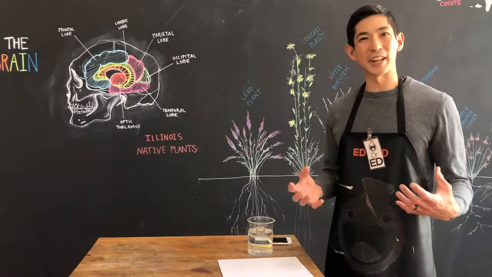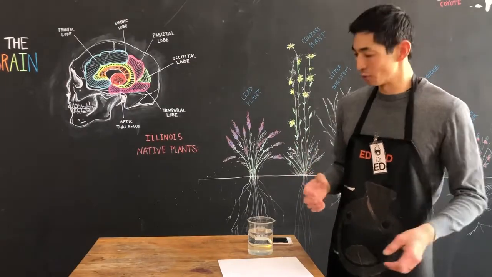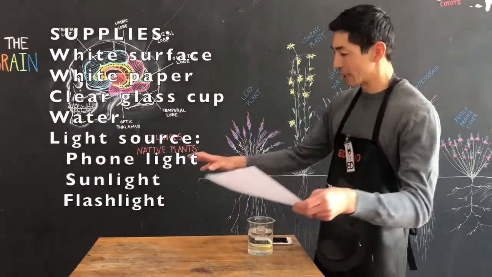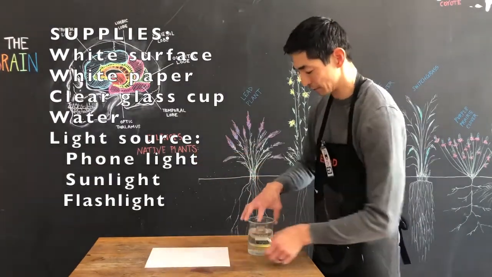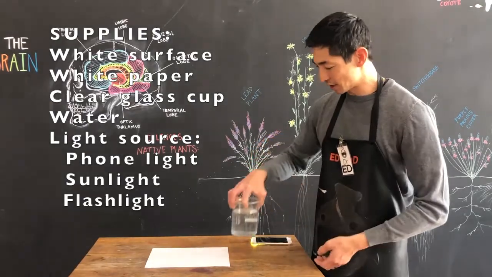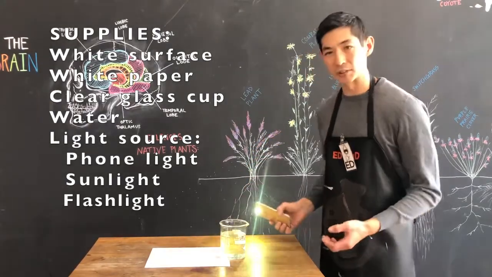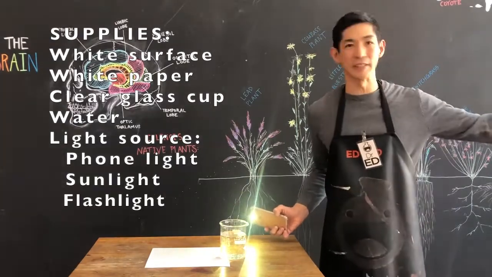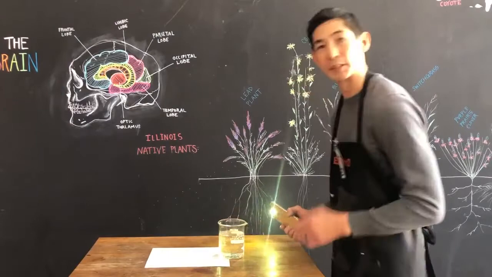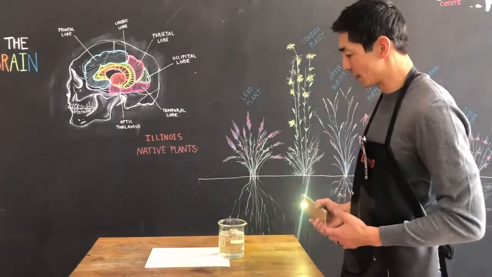The way we're going to attract the leprechauns is creating our own rainbow. What we're going to use is a white piece of paper. You could have a white countertop or a white floor. We're going to use a clear glass of water and a light source. In our case, we're using a mobile phone. If it's sunny out, you can use that, or if you have a flashlight. And we're going to use the dispersion of light to create a rainbow.